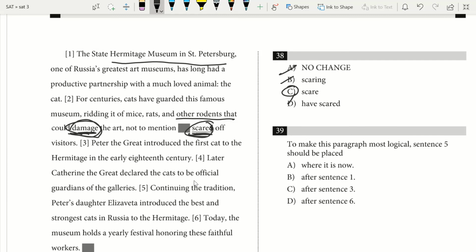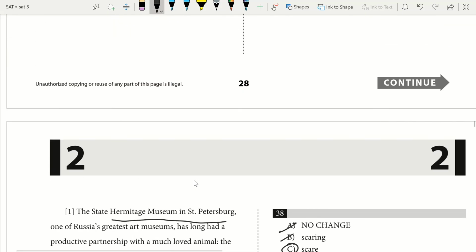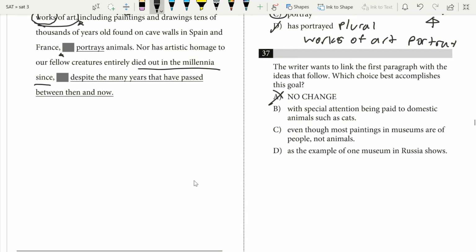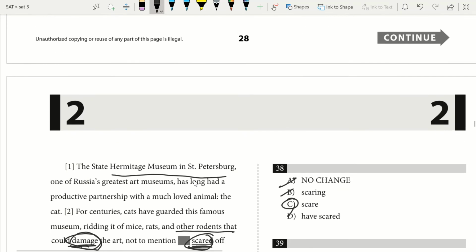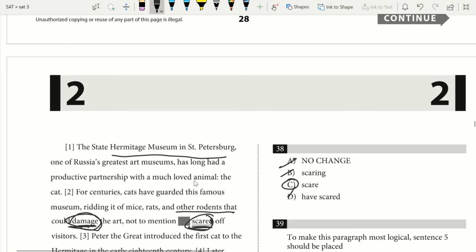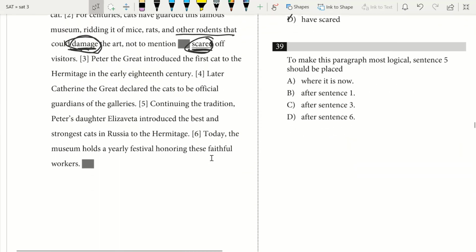Alright, now if we go back and look at question 37, we saw that we opened up with an example of a museum in Russia, right? The State Hermitage Museum in St. Petersburg. So that's what we're going to want to use to link our introduction to our next paragraph. So our answer for that one is going to be D.